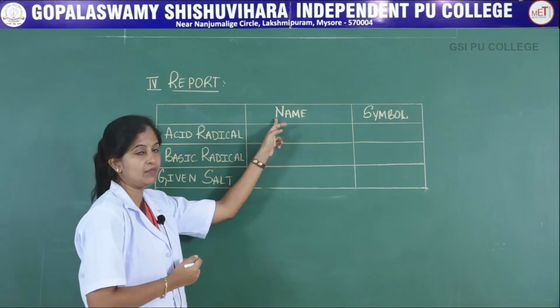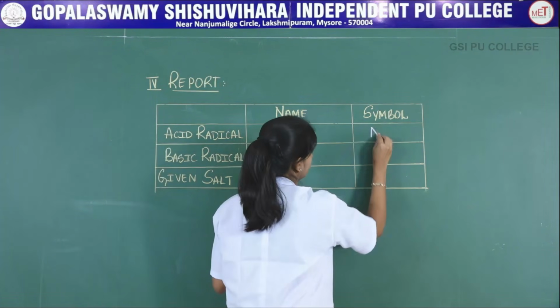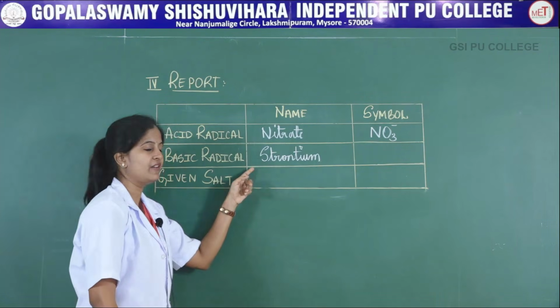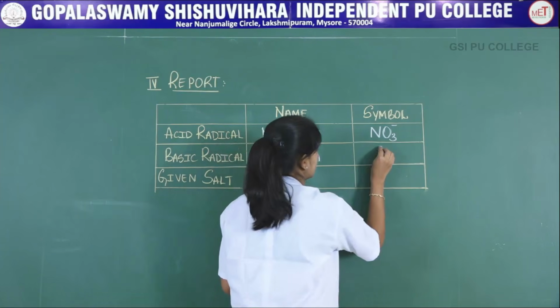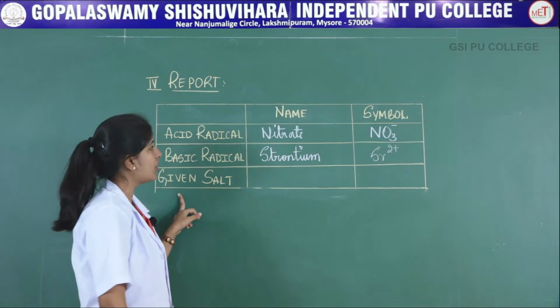So, the strontium is confirmed, hence the given salt is, that is, the acid radical we have confirmed it is nitrate, the basic radical we have now confirmed it is strontium. Hence, the combination of the given inorganic salt is strontium nitrate. So, for the acid radical, first you have to write the name, nitrate, symbol NO3 minus. The basic radical we have analyzed is strontium and the symbol is Sr2 plus.